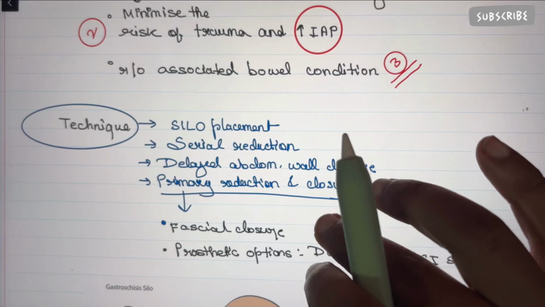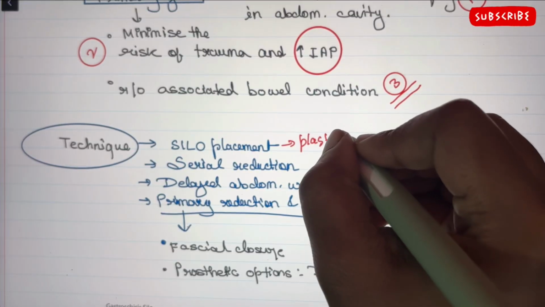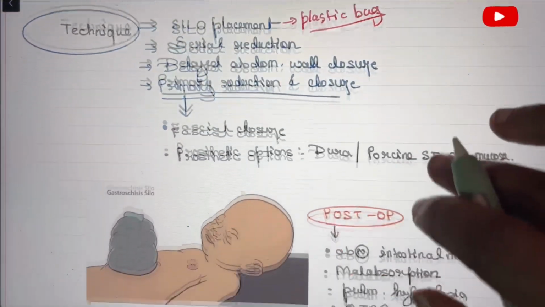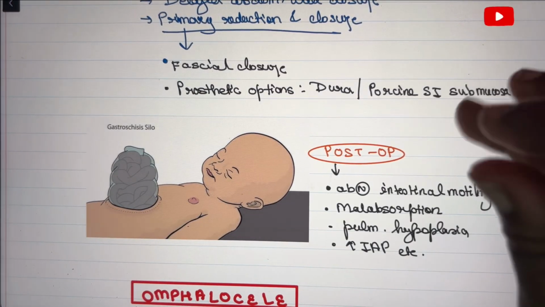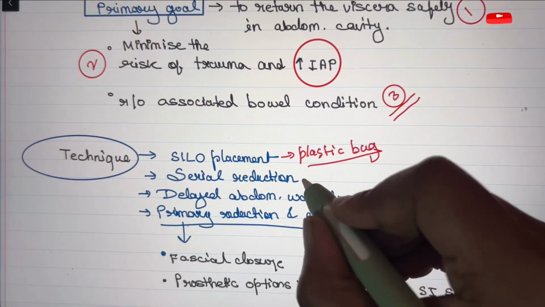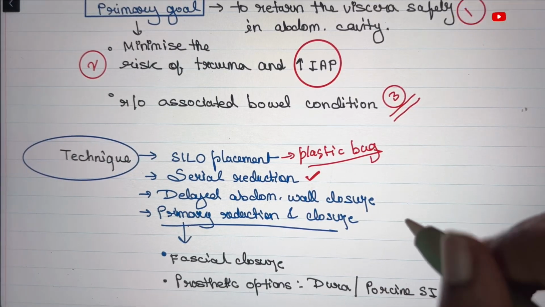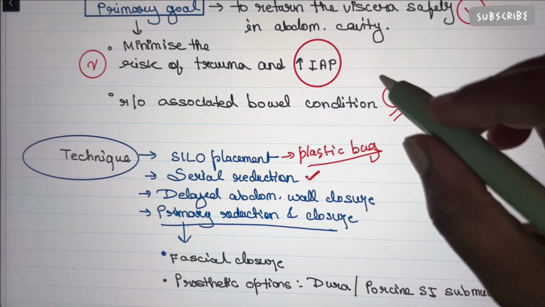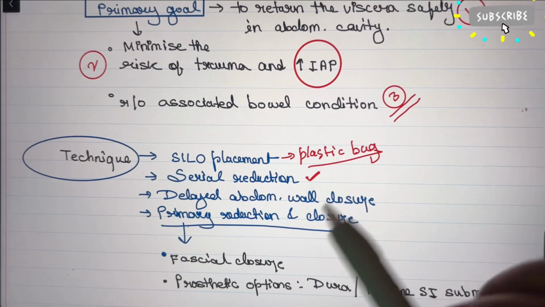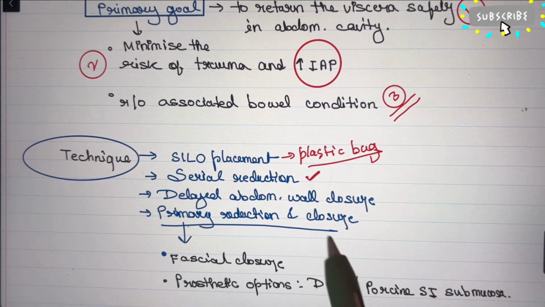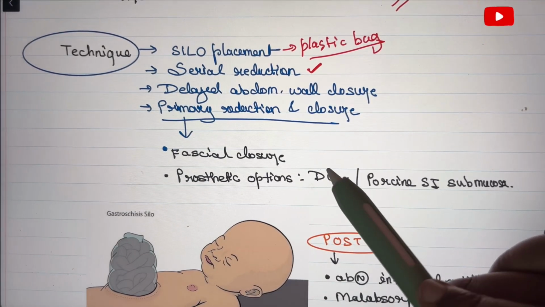Now, what are the techniques? Number 1 is silo placement. Silo is nothing but a plastic bag. Here we can see this is a silo placement. The intestinal loops which are protruding out are covered by a sterile plastic. This is known as silo placement, and serial reduction is done, because if we put the intestinal loops at once inside the abdominal cavity, then there will be an increase in intra-abdominal pressure, which will lead to compartment syndrome. So therefore there will be serial reduction, delayed abdominal wall closure, and primary reduction with closure. For primary reduction, fascial closure can be done, and prosthetic options are also present, like dura can be used.